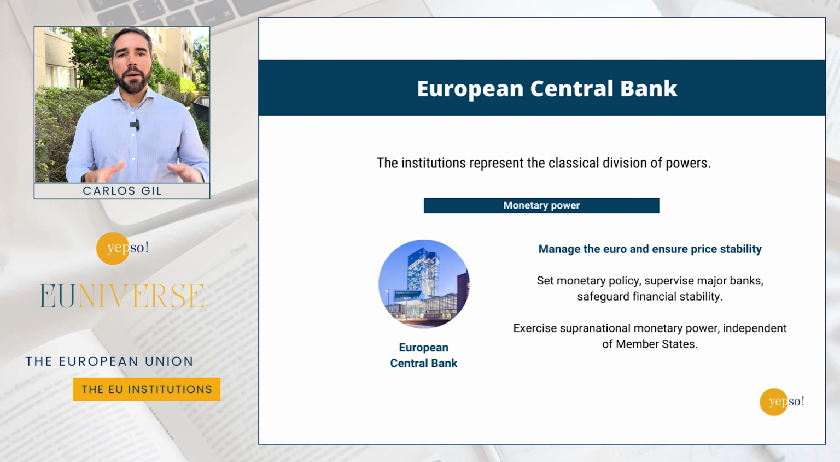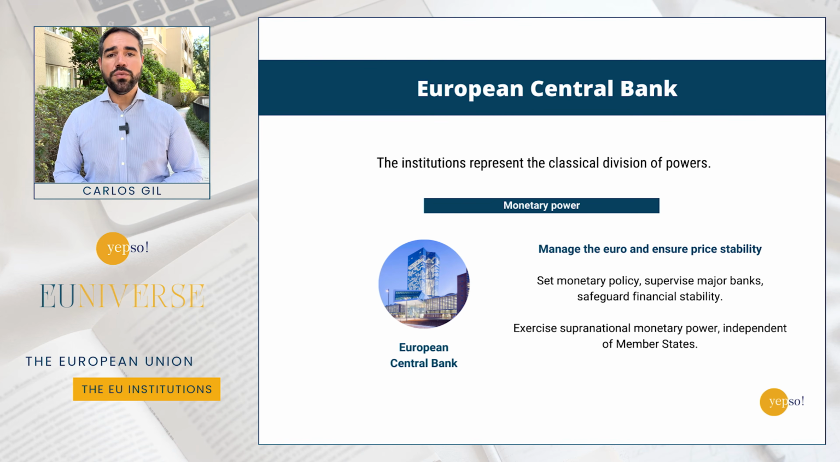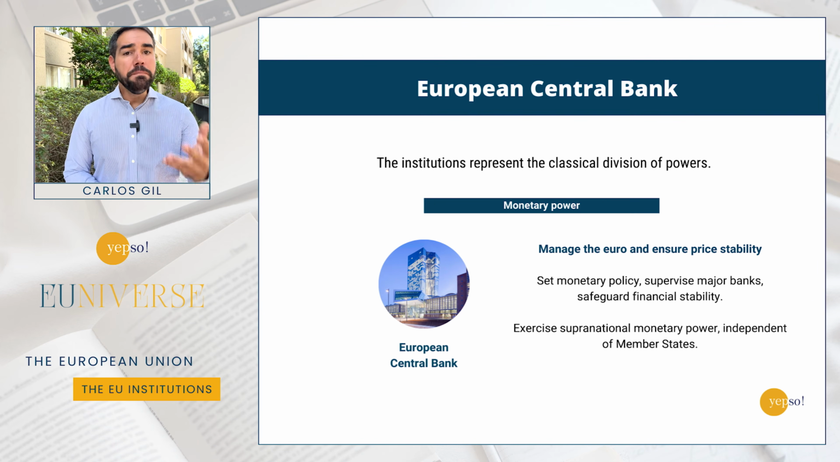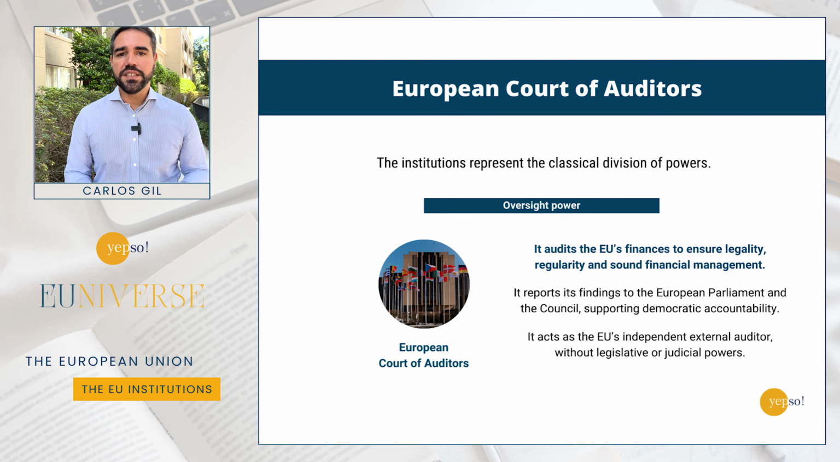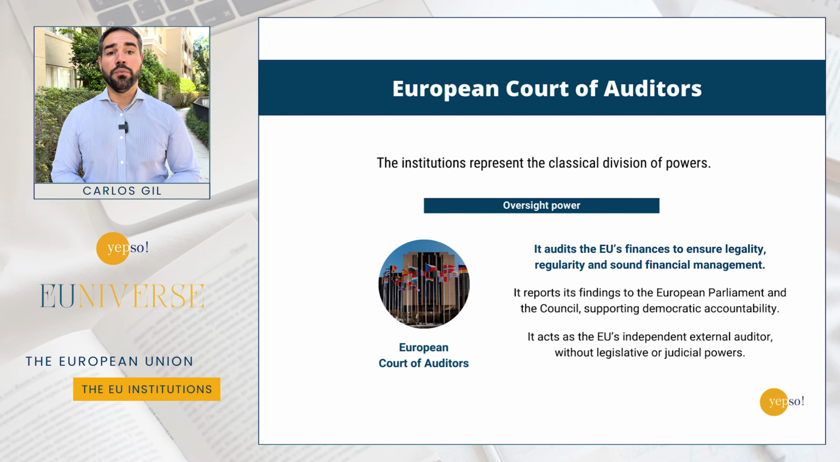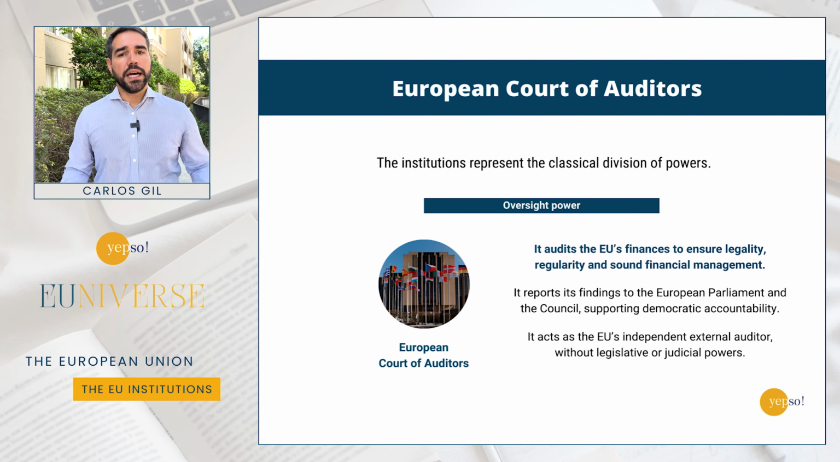The ECB is a paradigmatic example of neo-functionalist integration because its independence and supranational decision-making power drive European integration beyond mere intergovernmental cooperation. And finally, we complete the picture of the 7 institutions with the European Court of Auditors, which audits the Union's revenue and expenditure. It is based in Luxembourg, from where it audits the EU's finances to ensure legality, regularity, and obviously sound financial management. It works to ensure democratic accountability of the institutions and also to guarantee sound financial management, as I have just said.